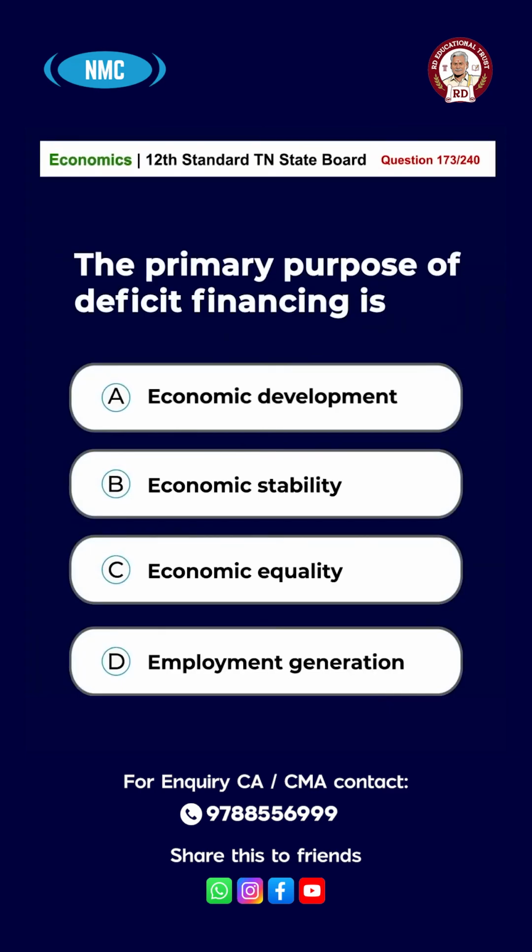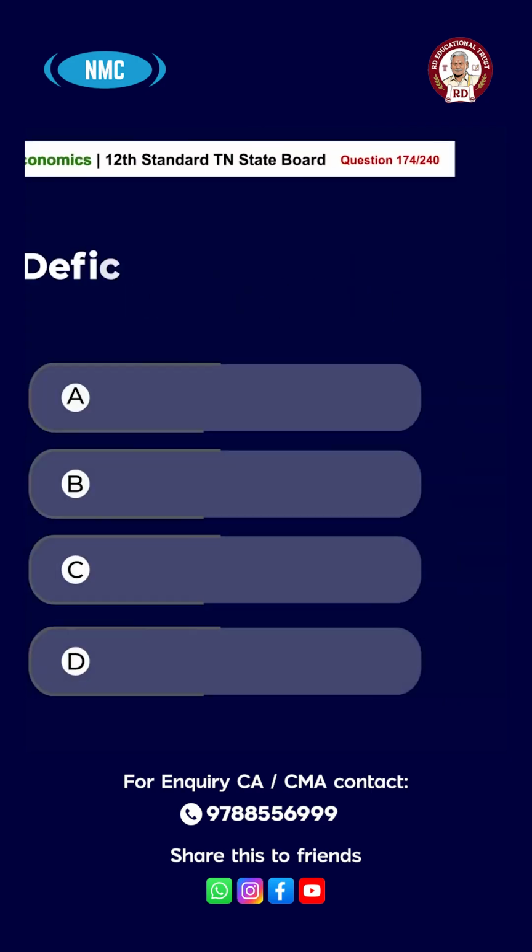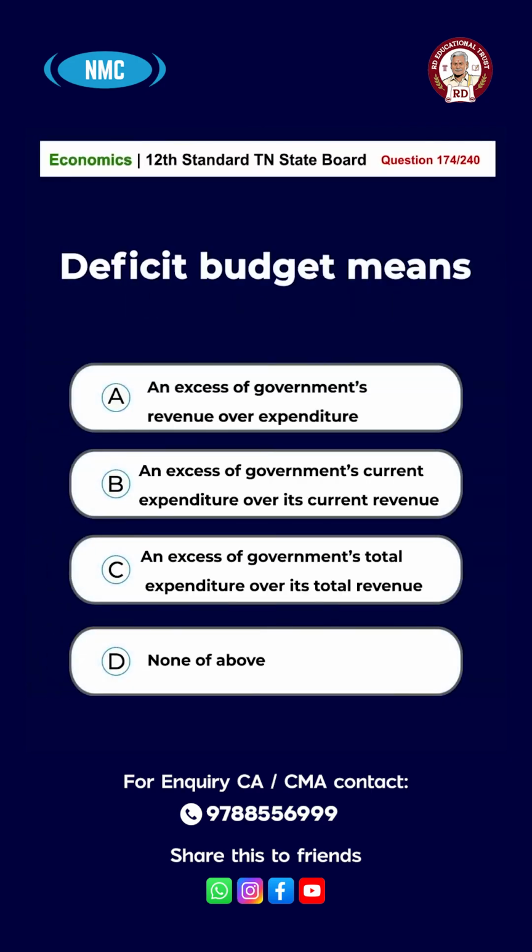Question number 173. The primary purpose of deficit financing is A. Economic development, B. Economic stability, C. Economic equality, D. Employment generation. The answer is option A. Economic development. Question number 174. Deficit budget means A.